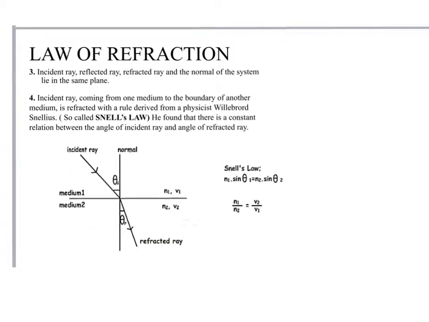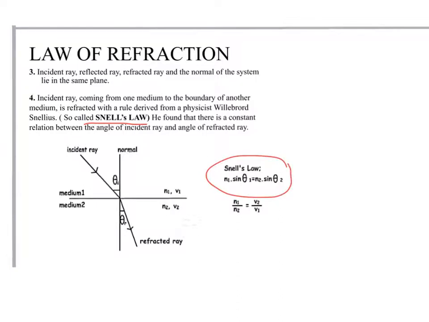So the angle of incidence will be smaller than the angle of refraction. Third, the incident ray, the refracted ray, and the normal should all lie in the same plane. Fourth, the incident ray coming from one medium to the boundary of another medium is refracted with a rule derived from a physician Snellius. That's why we call this Snell's law. He found that there is a constant relation between the angle of incident ray and the angle of refracted ray. This is our Snell's law.